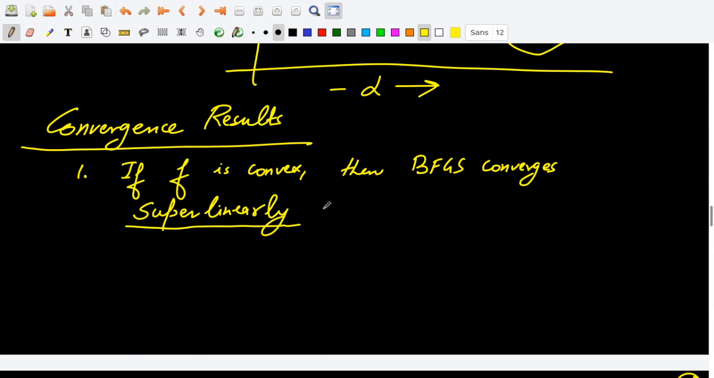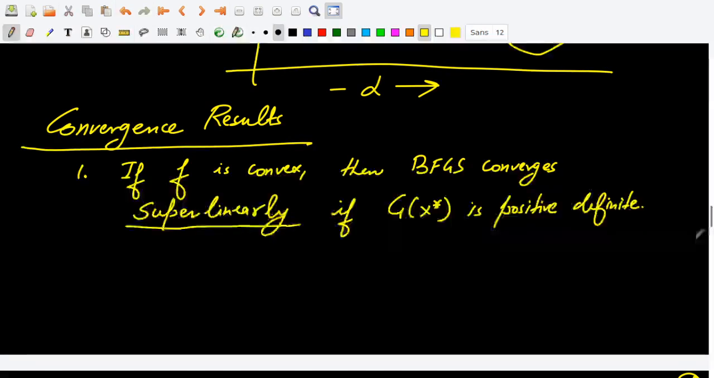Okay, if G of x star is positive definite. So we would like the Hessian at x star, the optimal point where we want to converge, to be positive definite. Note that since f is convex, the Hessian will always be positive semi-definite. This result holds even for inexact line search.